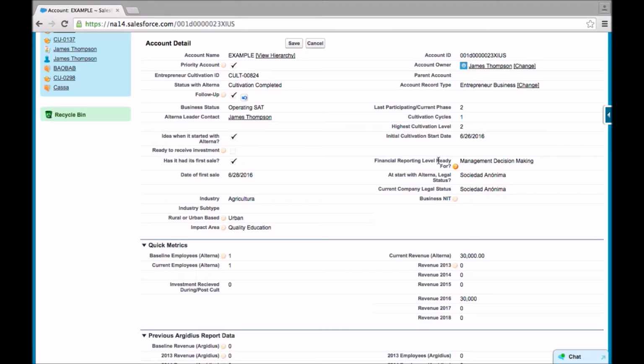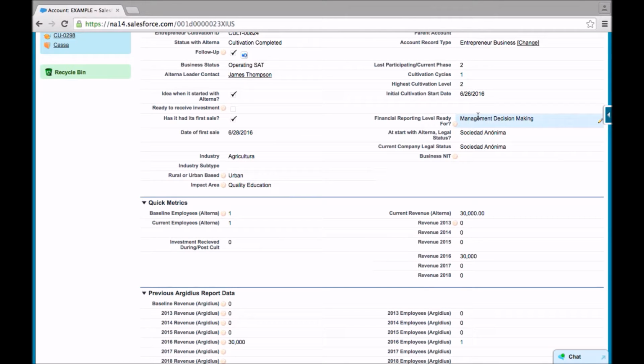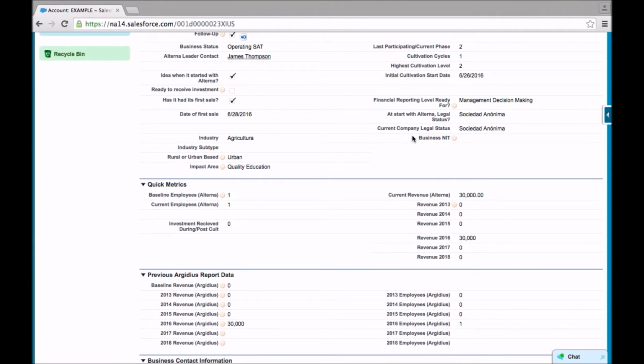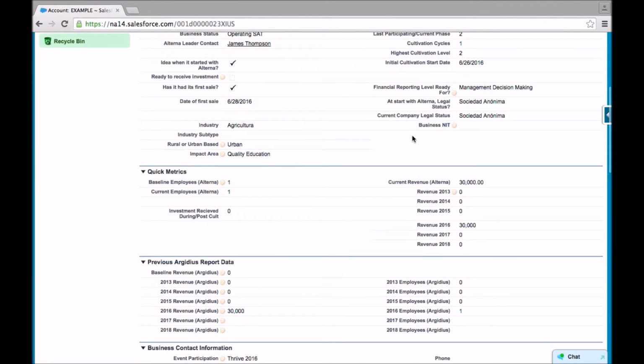And then their financial reporting level ready for, pretty simple, depends on how advanced their finances are. If they're just able to make management decisions, whether they're able to apply for grants is the next level, and then whether they're able to present to investors is the last level. And Tyler is really the person to turn to if you have a question about how we decide each level.